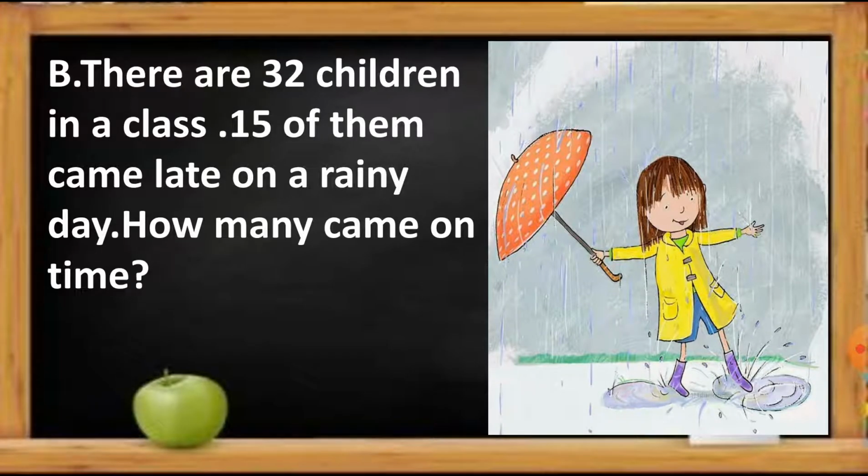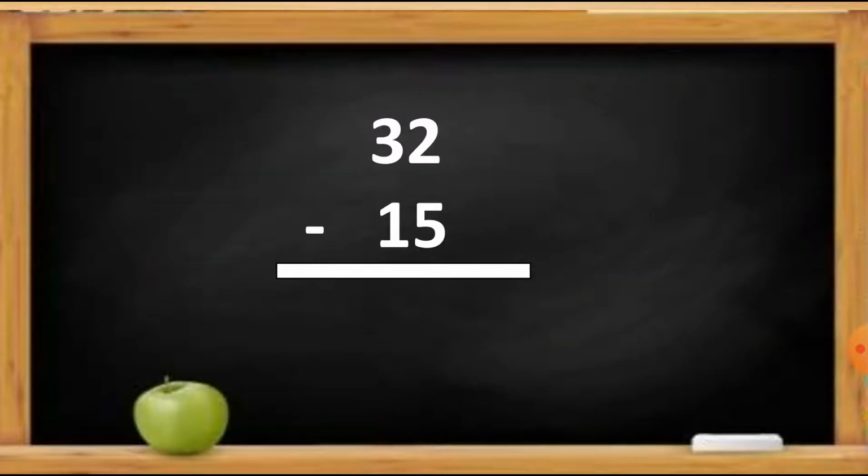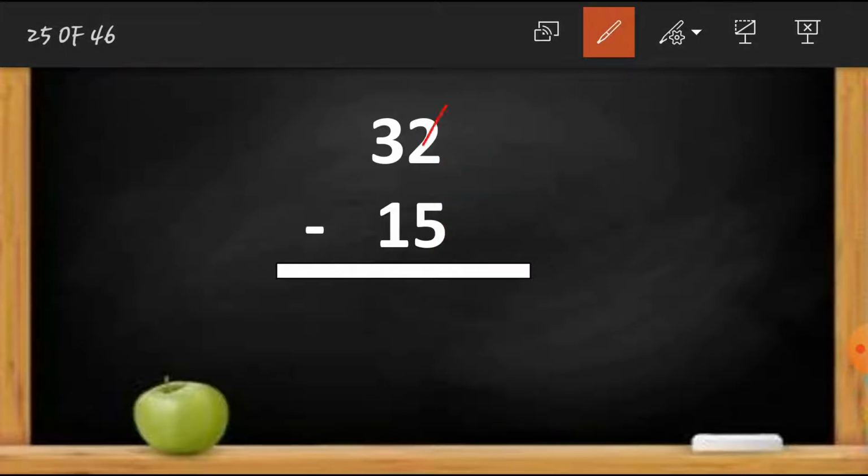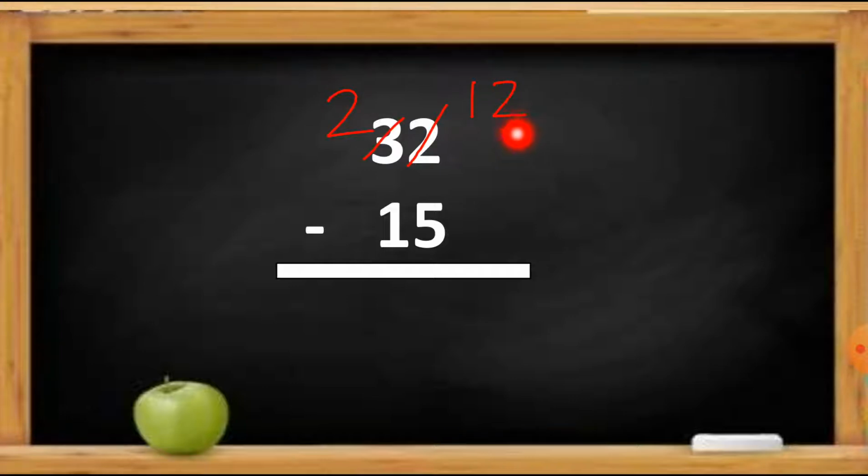Here is one more example for you. There are 32 children in a class. 15 of them came late on a rainy day. How many came on time? So here is the rainy day picture, you can see this. So 32 minus 15. Here we have to regroup this sum, because you can see this is the small digit and here is the big digit. So we take 10 from this 3. So 2 will be 12 and 3 will be 2. So this sum is regrouped now.